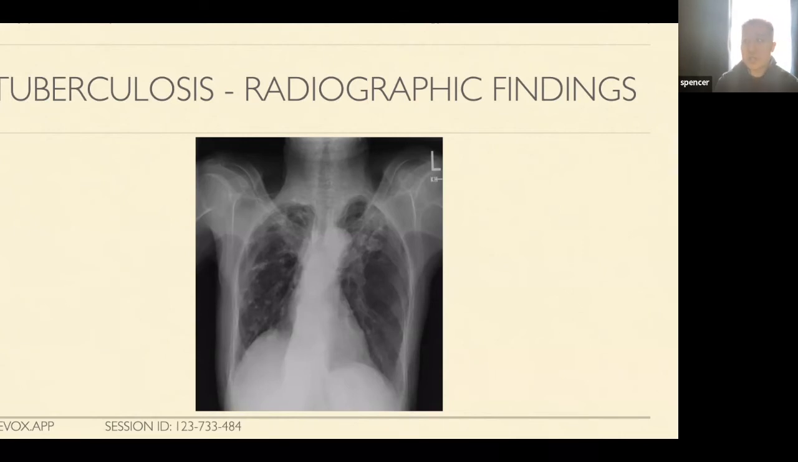Inactive tuberculosis is characterized by stable fibronodular changes, including scarring and nodular opacities in the apical and upper lung zones. Fibronodular change, however, is associated with a higher risk of developing tuberculosis reactivation.